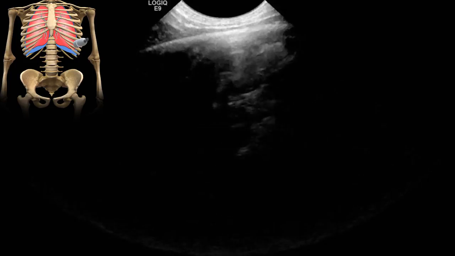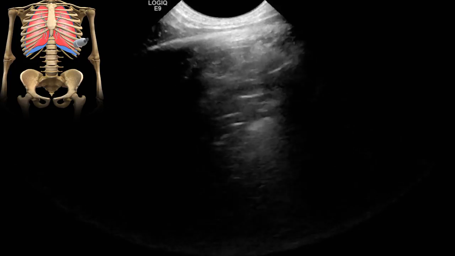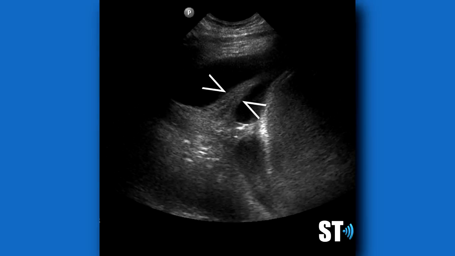Dynamic air bronchograms are usually seen with consolidation. If they're static air bubbles, it is usually associated with atelectasis. And atelectasis is a complete or partial collapse of the entire lung or an area or lobe of the lung, and can be seen with consolidation.